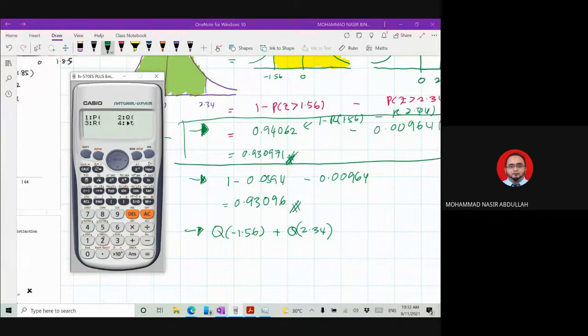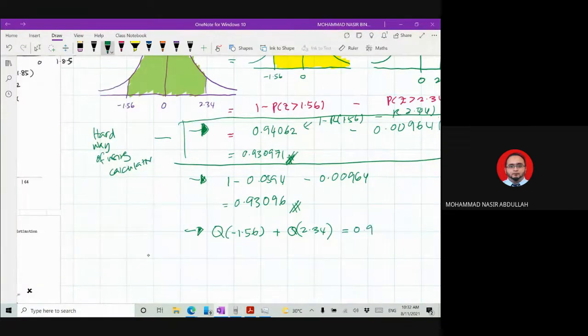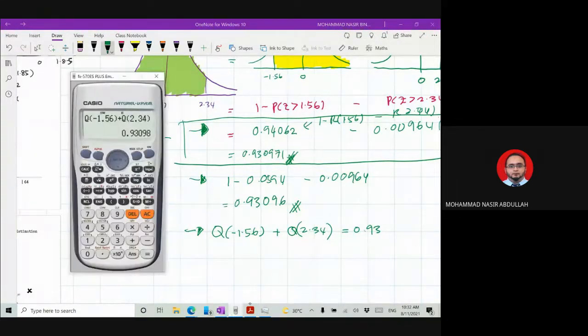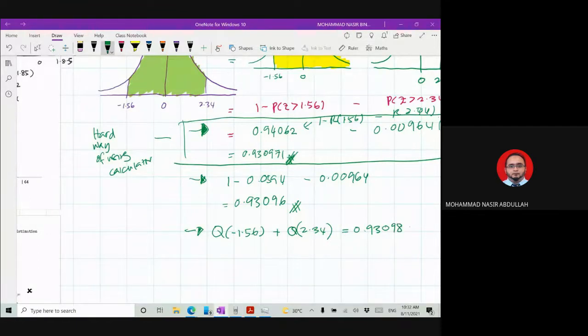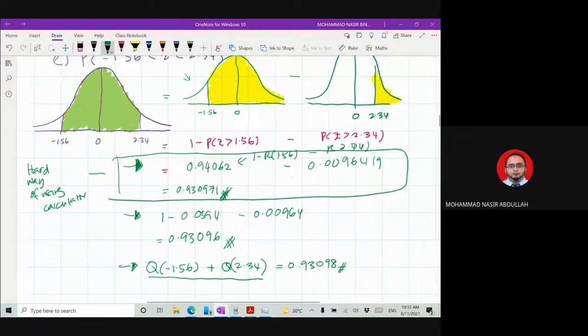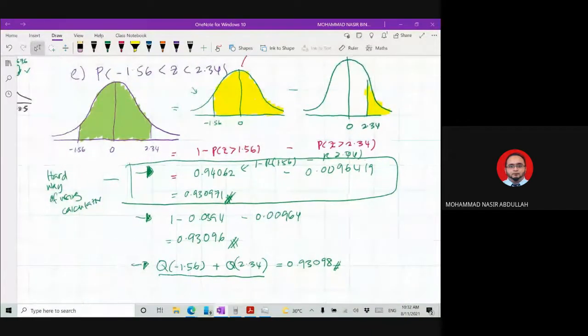Kalau guna calculator lagi senang. So negative 1.56 plus Q 2.34. So still give us the same answer, 0.93098. Benda lebih kurang sama lah. Okay. So I think the third method is more convenient compared to the hard way by using calculator and statistical table. We just need to use this one.